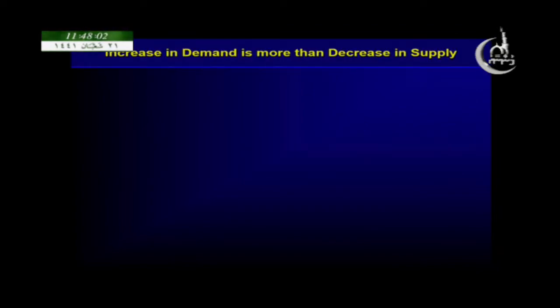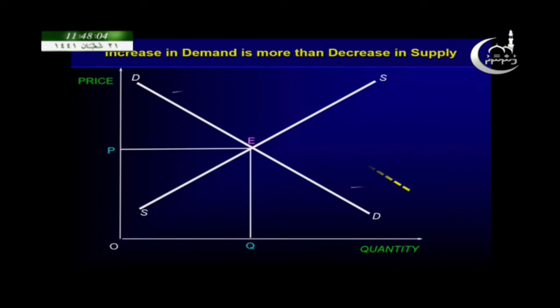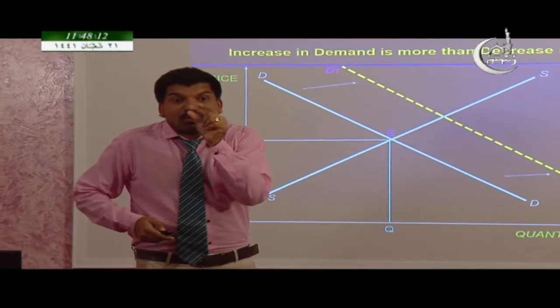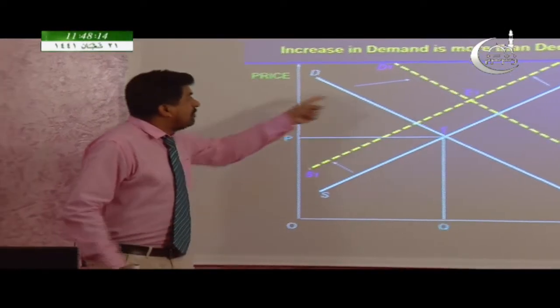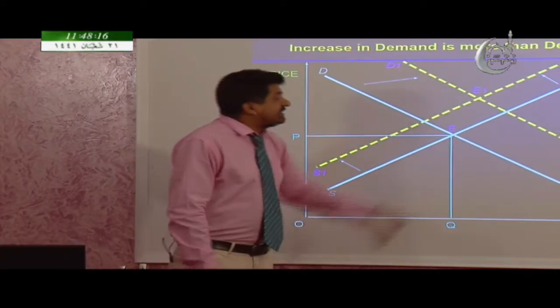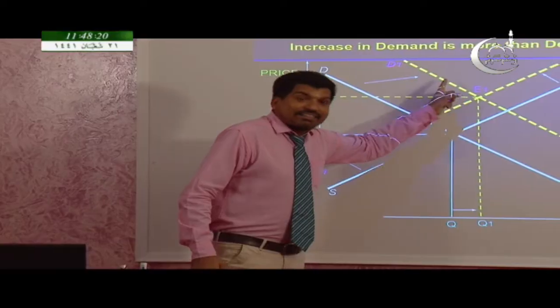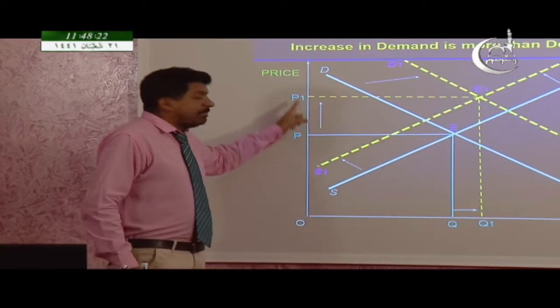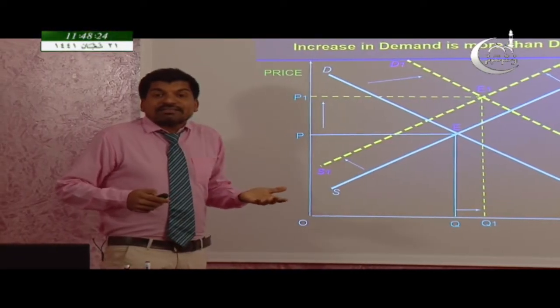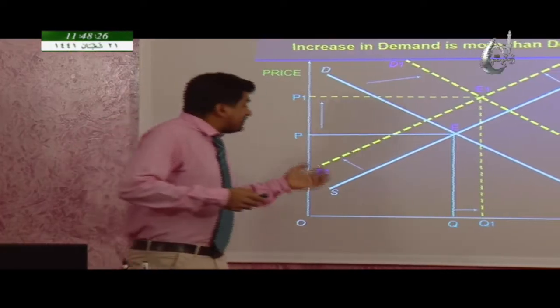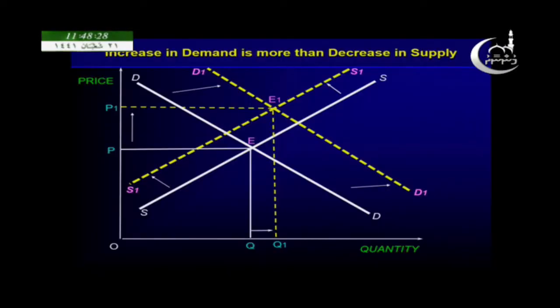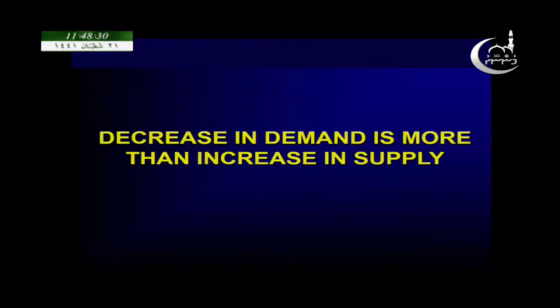And next, increase in demand is more than decrease in supply. Demand is increasing more, but supply is decreasing, a small decrease in supply. Look at this, more distance and small here. So as a result, what is happening? E1 is the new equilibrium point we are getting, and at this point price is P1, which means price goes up. And what's the quantity? Quantity is also increasing from Q to Q1.